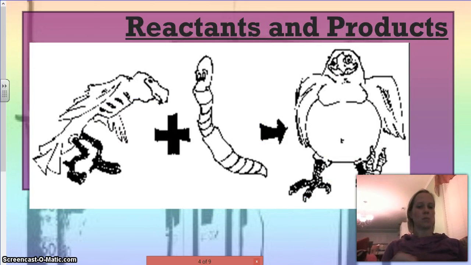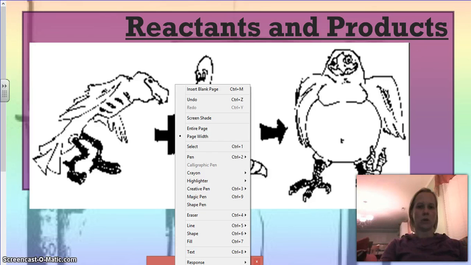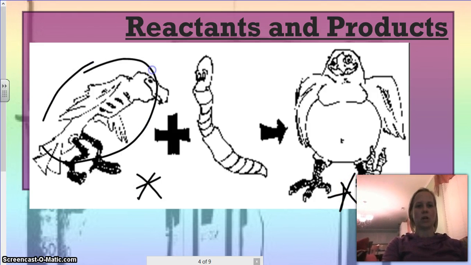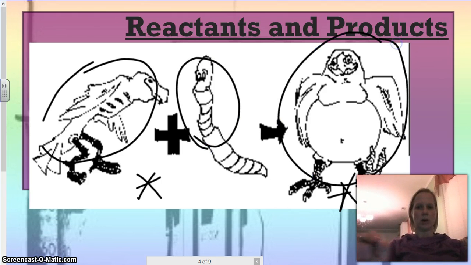All right, so reactants and products, just a quick review, and we all remember this, but the reactant is on this side of the equation, and the product is on this side of the equation. So we have this skinny little bird. The skinny little bird eats the worm. Therefore, we have the big bird now. So reactants are on the left side. The arrow is pointing to the products.